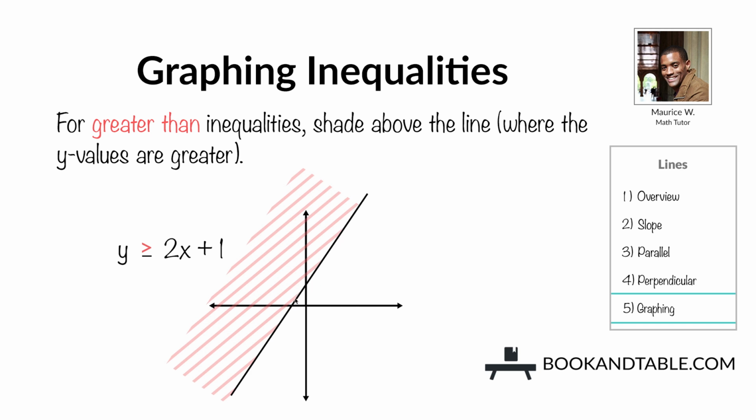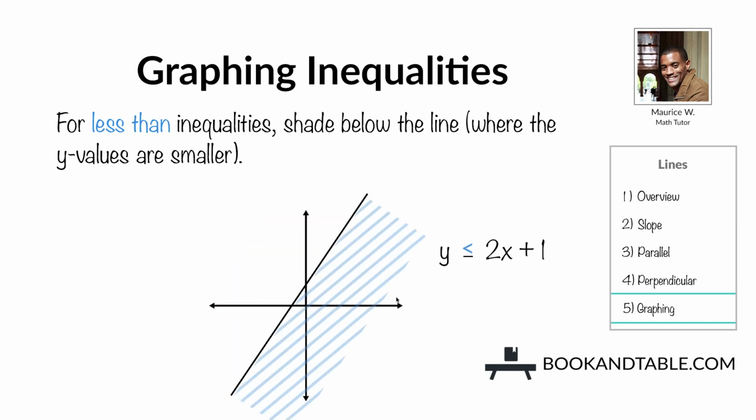so that's y is equal to 2x plus 1. Greater than 2x plus 1 is above it. Where is y greater than? Well, at this point, y is greater up here than it is down here. At this point, y is greater here than it is here. At this point, y is greater here than it is here. So for greater than inequalities, shade above the line where the y values are greater.